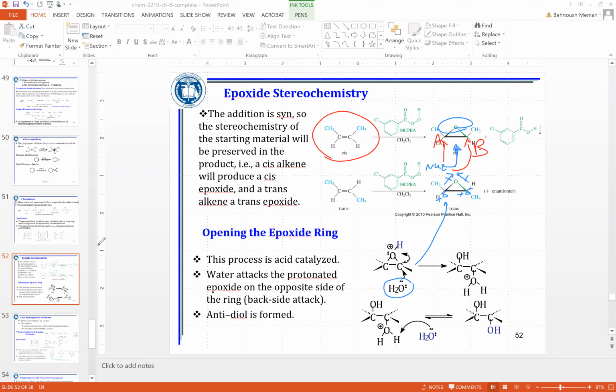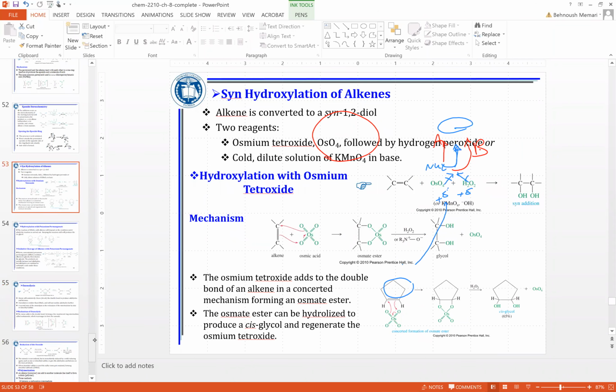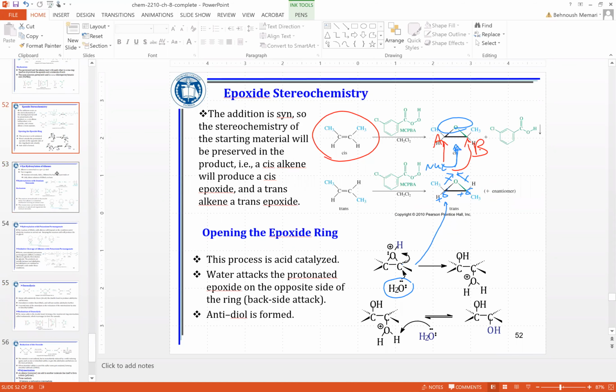So those are two questions. If the water is not strong enough, what's going to happen? You have to protonate first. Use a catalyst. If you use a catalyst, you bring a proton first. If you acid catalyze it, we are going to change the epoxide to protonated epoxide first.